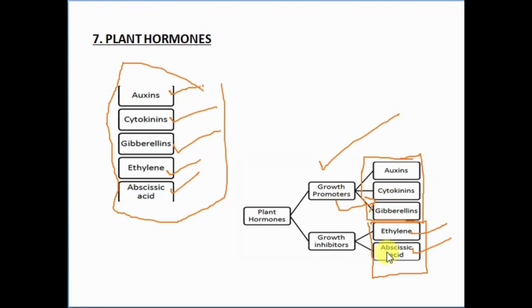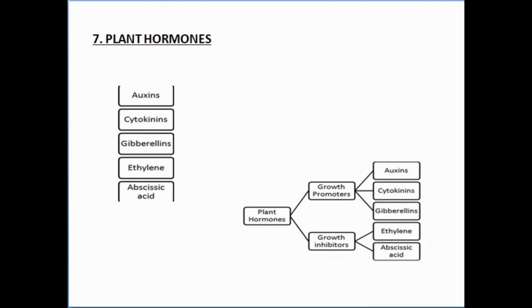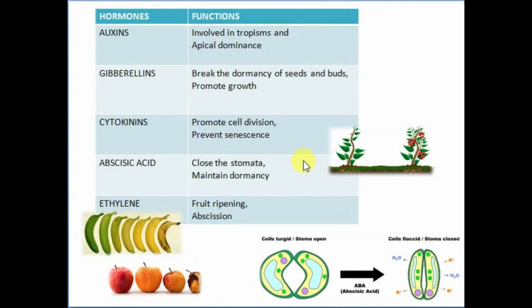So these two are the growth inhibitors, ethylene and abscisic acid, and these three, auxins, cytokinins, and gibberellins, are growth promoters. They promote growth. And these two inhibit growth. Now, these are the hormones and their functions. We'll study their functions one by one.